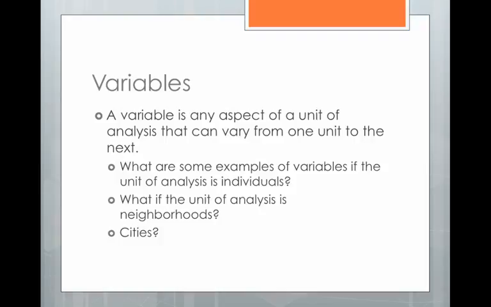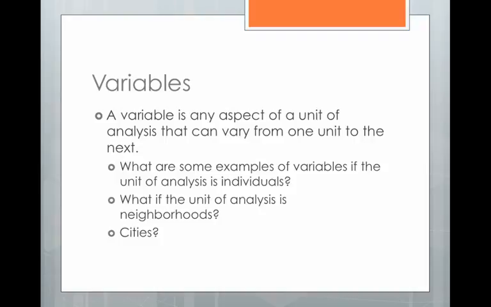So some of the examples that I think of are level of education, gender, age, race. All of those are things that can vary. So those are things that vary based on the individual. They change from person to person. So what if the unit of analysis is neighborhood? What are some characteristics of neighborhoods or aspects of neighborhoods that vary from neighborhood to neighborhood?